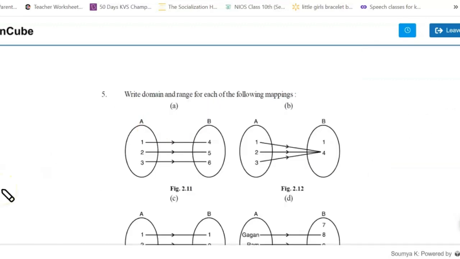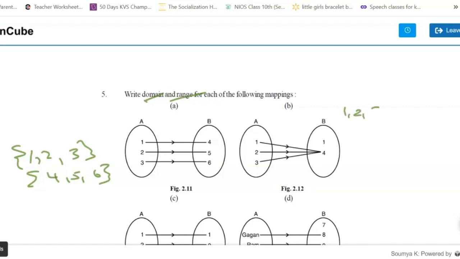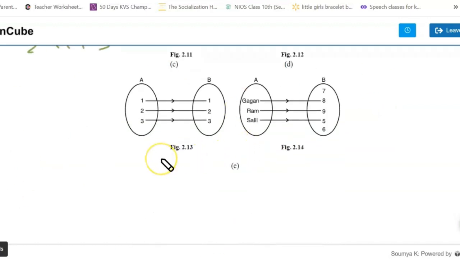Fifth question, you are given with a diagram of functions. You have to find domain and range in this case. So first question, domain would be 1, 2, 3 and range is 4, 5 and 6. In this case, domain is 1, 2 and 3 and range is only 4. Codomain would be 1, 4. Next one, 1, 2, 3 and range is 1, 2, 3 again.